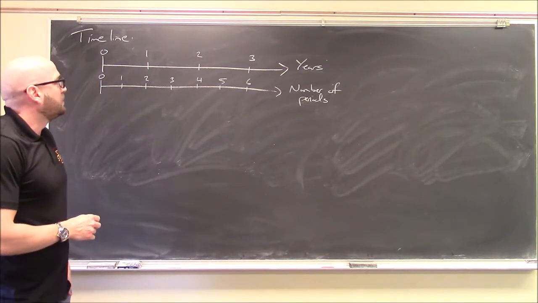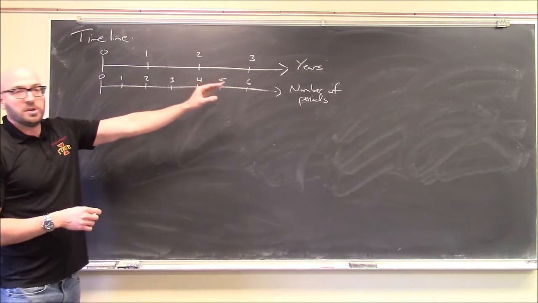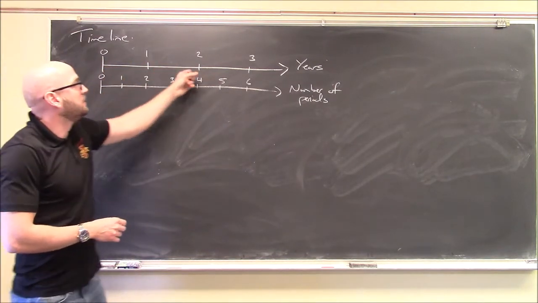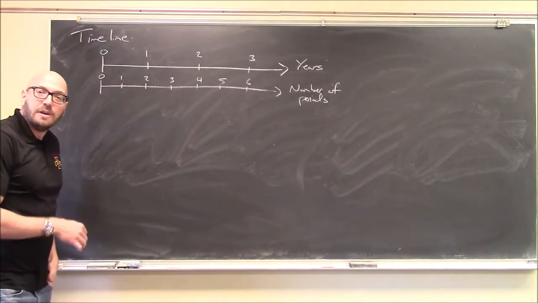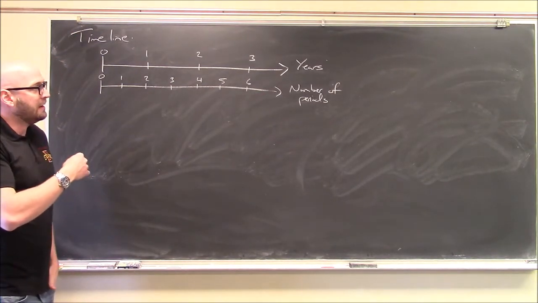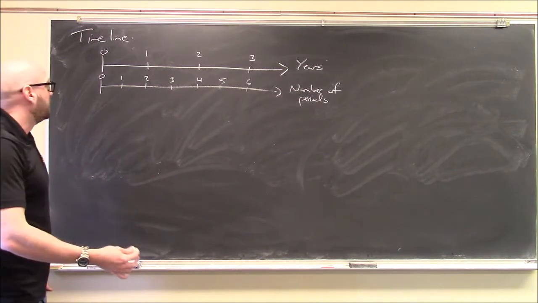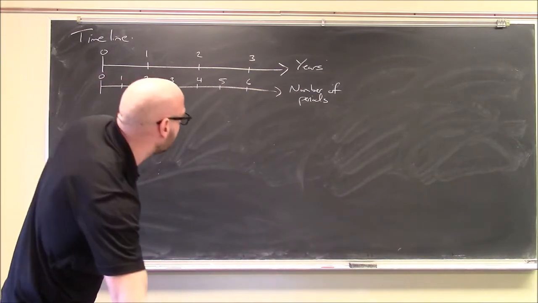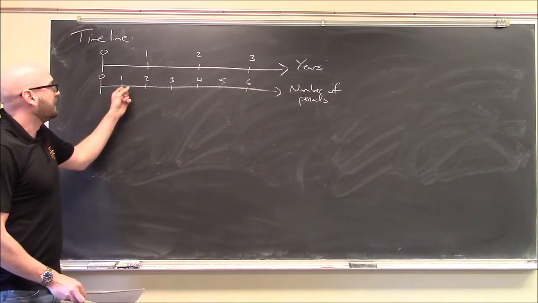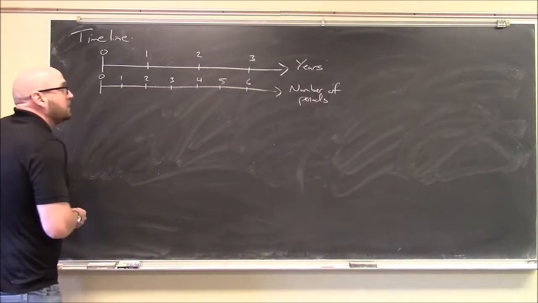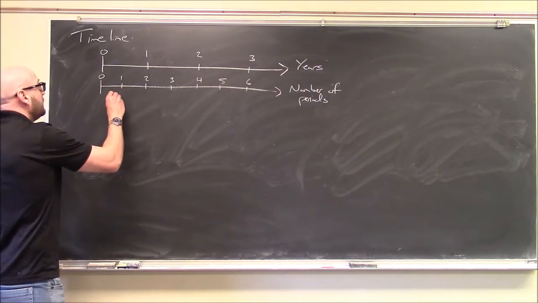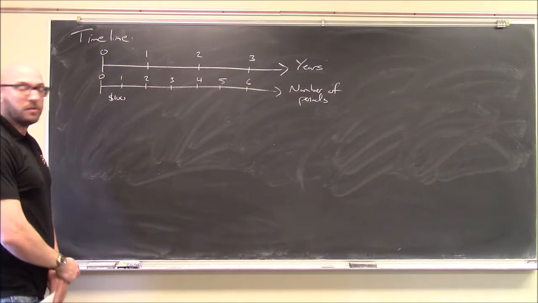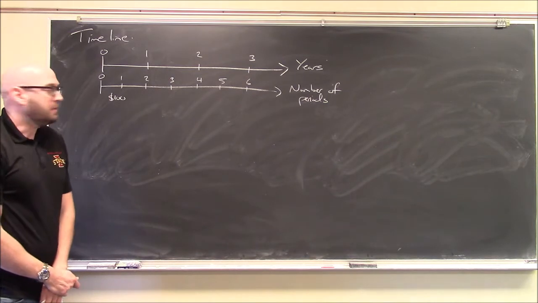Okay, so here I've got this simple timeline built up. Up top I've got years: 0, we started now, so 0 years, 1 year, 2 years, 3 years. And then the number of compounding periods, which are also the periods in which we deposit money. So we've got 0, 1, 2, 3, 4, 5, and 6, right? Because we're looking at semi-annual periods. So in the first period we're going to deposit $100.